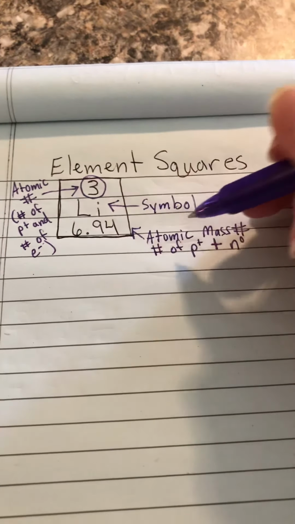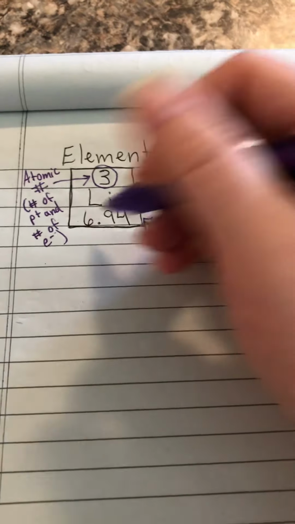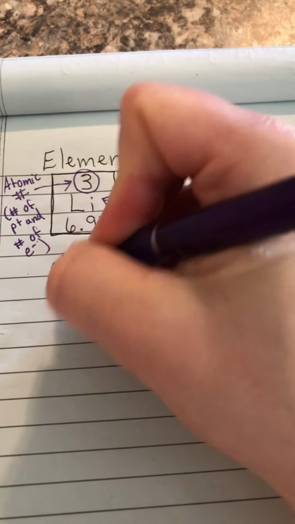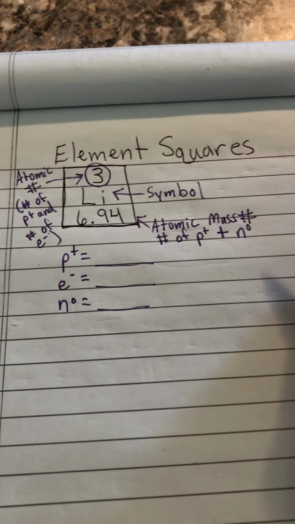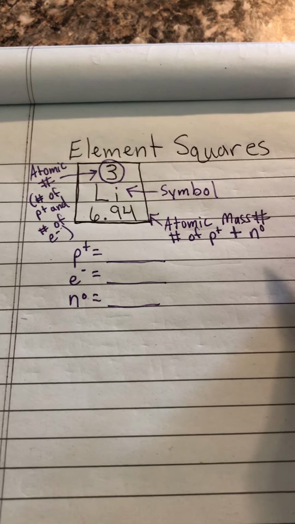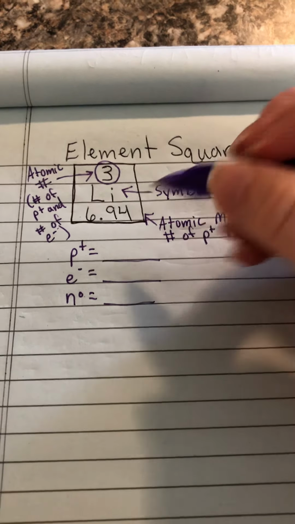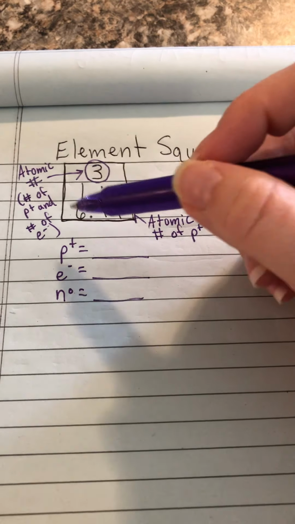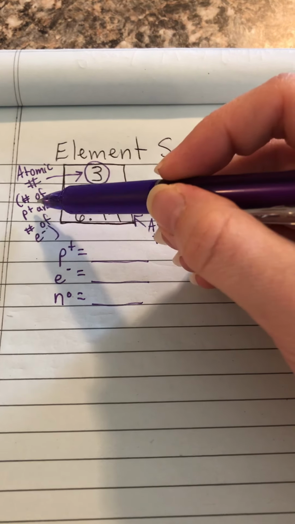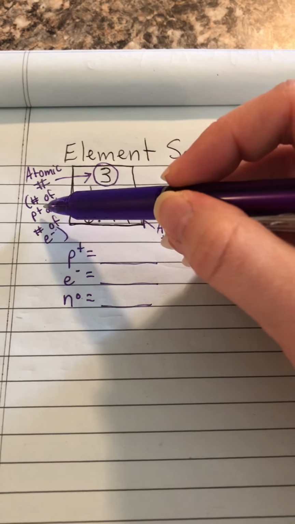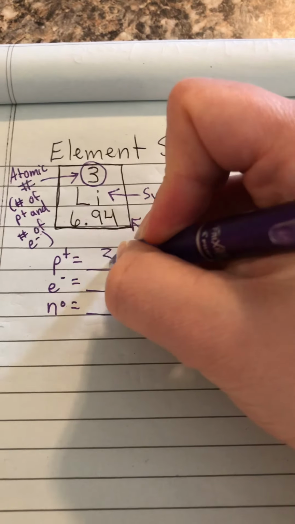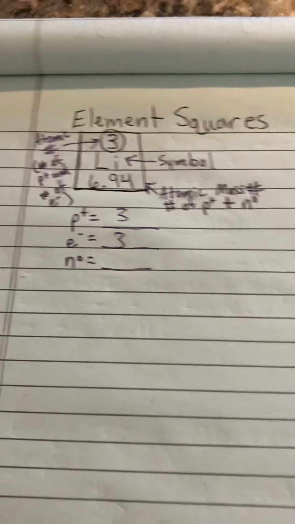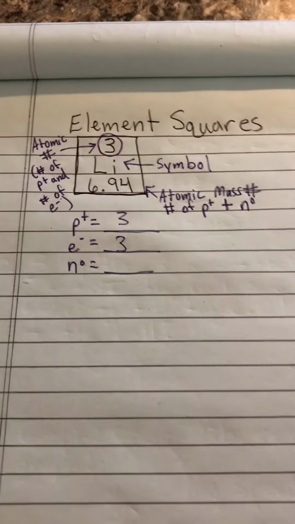Okay, so what does all this tell us? Well, by looking at an element square, we should be able to pick out 3 pieces of information: the number of protons, the number of electrons, and the number of neutrons. So the first 2 are pretty easy because, if you read the notes right here, that top number is going to tell us the protons and the electrons. Because that top number is a 3, that means we've got 3 protons, and we also have 3 electrons.